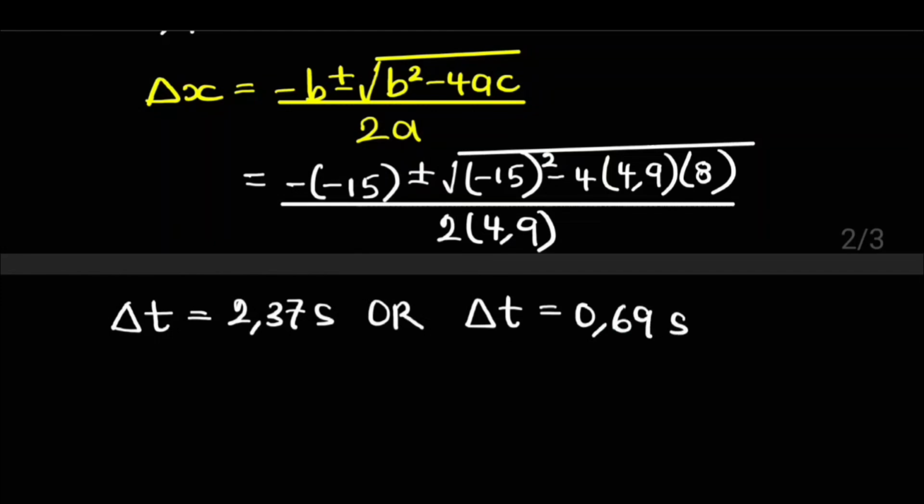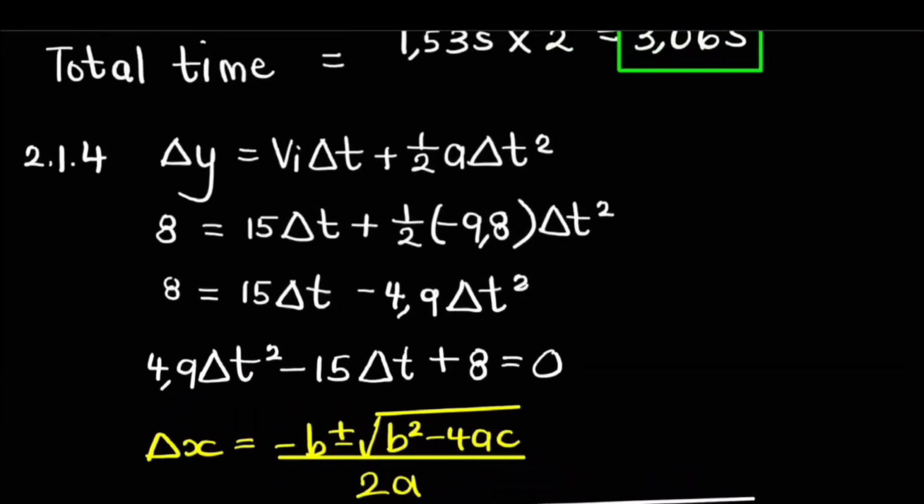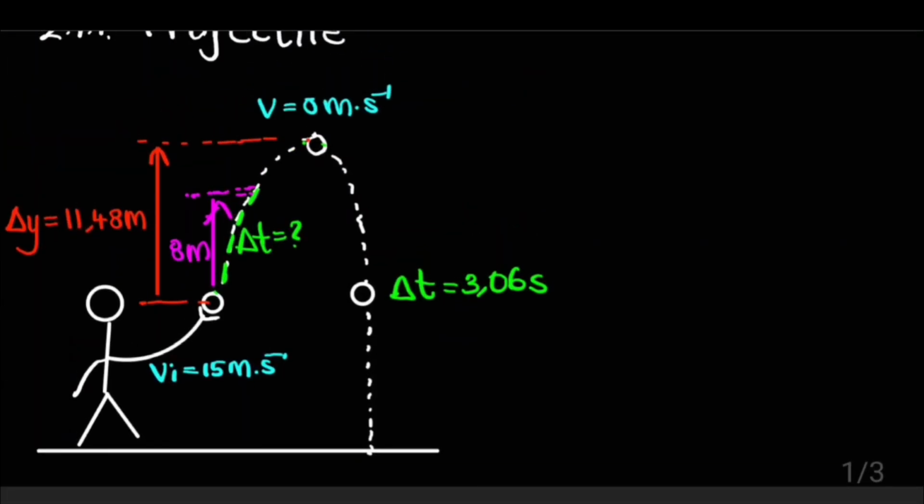0.69 seconds. Now normally in these questions, we get a positive time and a negative time, and where we have the negative time, we say that it is not applicable. And we take the positive time as an answer because time is a scalar. But here, we've got two positive answers, and both of them are acceptable. So why is it that we have two values? If we refer back to our diagram, we realize that there are actually two instances where the ball is 8 meters above the person's hand.